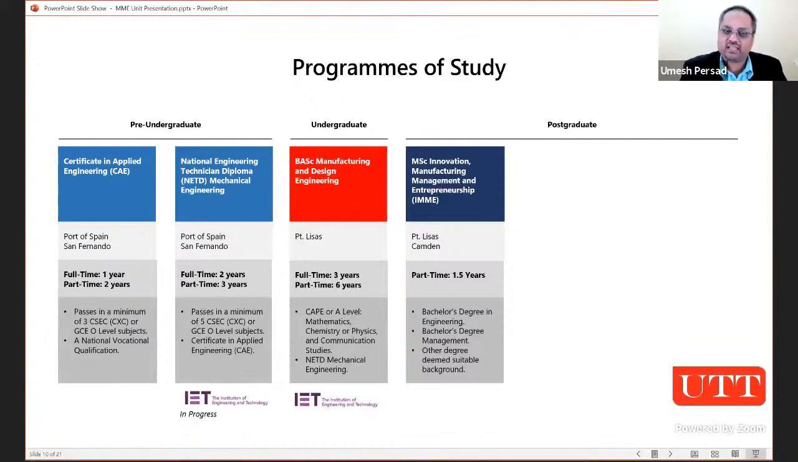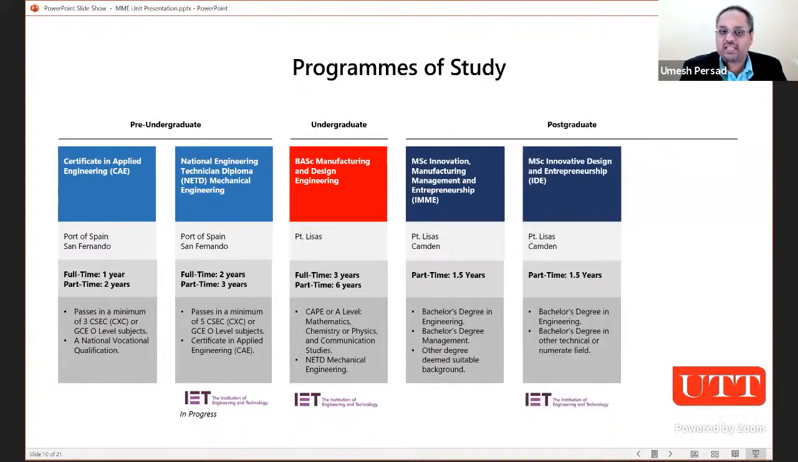And this, again, is a well-subscribed program where we train students having their first degree in the areas of management and entrepreneurship, and also how to convert their ideas into business ventures.